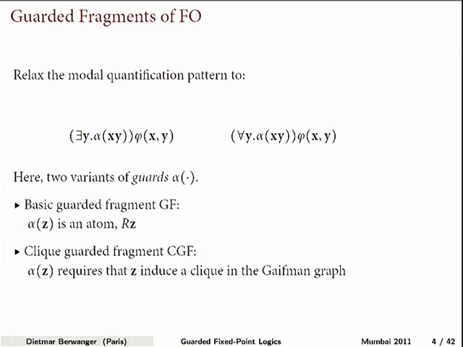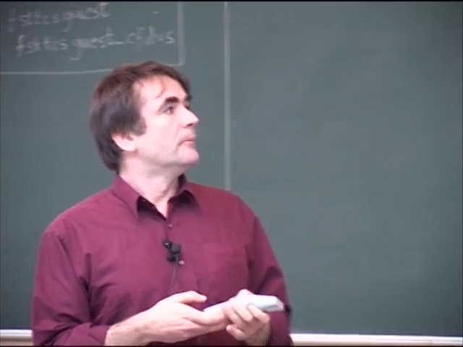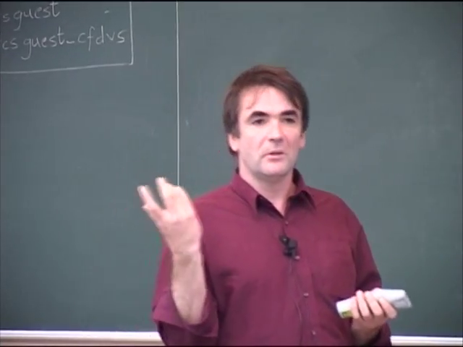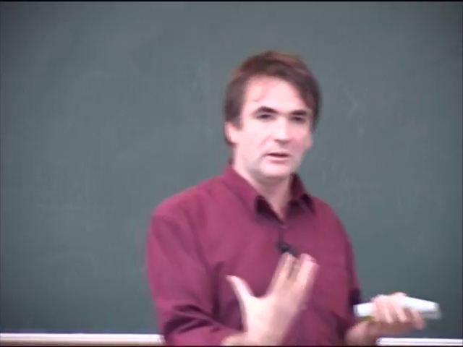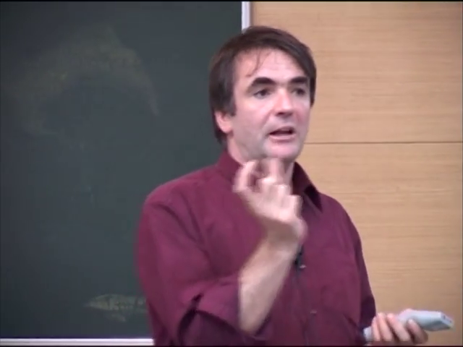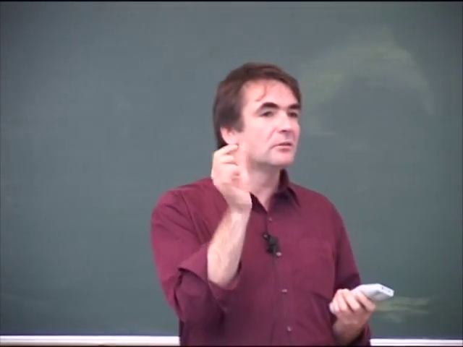And so the guards, this formula that tells us how the newly quantified variables should relate to the old ones, they talk about a generalization of being an atom. And being an atom, if we forget about arities and just look at the underlying structure of a relational structure, what does the Gaifman graph do to a tuple that is in a relation? It makes a clique out of it. Yes, and here we say we can, because a relation relates every two elements in its entry.